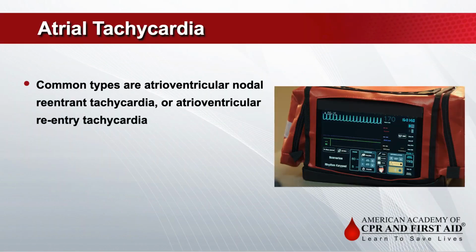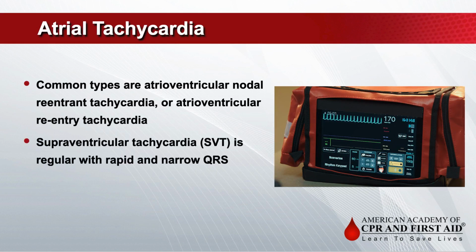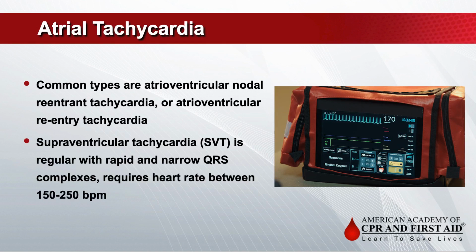Supraventricular tachycardia is a diverse group of arrhythmias that may occur via different mechanisms. The most common are atrioventricular nodal reentrant tachycardia or atrioventricular reentry tachycardia. Supraventricular tachycardia, or SVT for short, is usually regular but very fast with narrow QRS complexes. It requires a heart rate over 150 beats per minute.